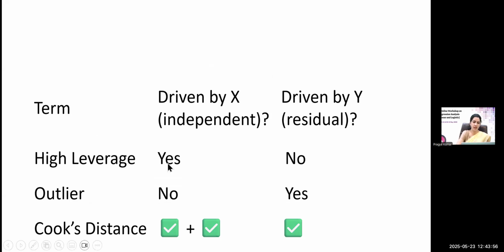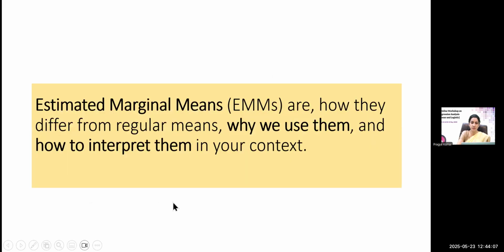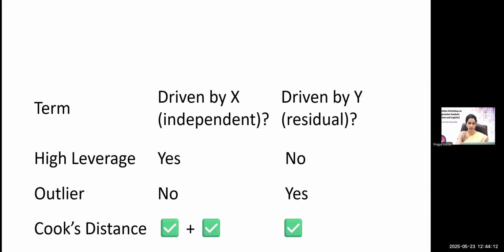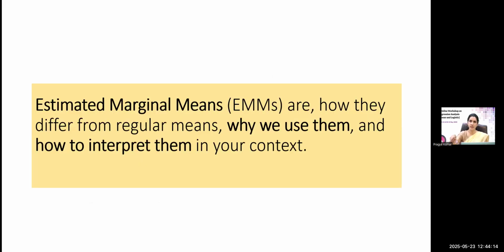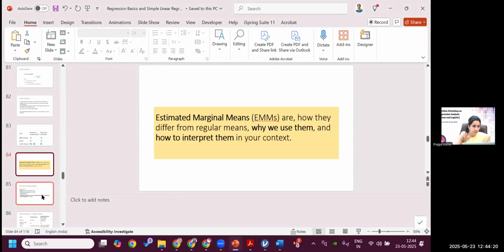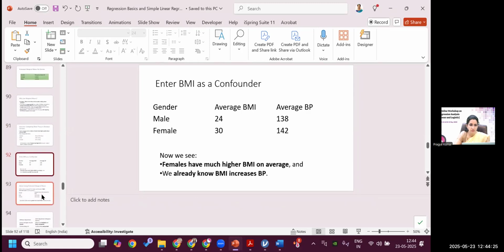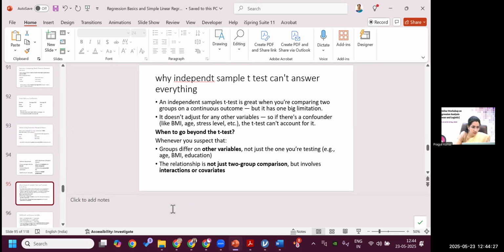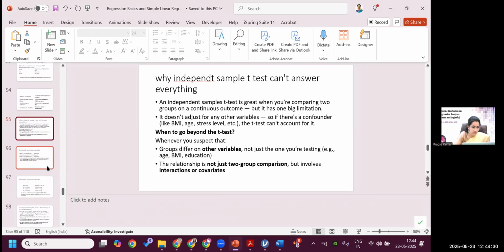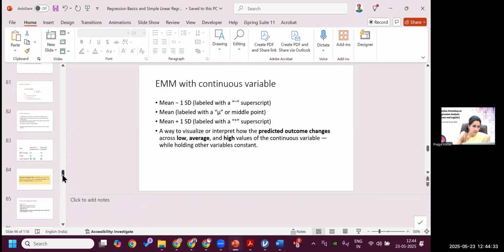So that's what I have just concluded, that high leverage is driven by the independent variable and outlier is driven by the dependent variable, and Cook's distance takes both these variables into account. Okay, now coming to the estimated marginal mean, I'll explain it later. First, any other assumption? I'll again come, don't worry. Let me check what are the other, or let me explain.